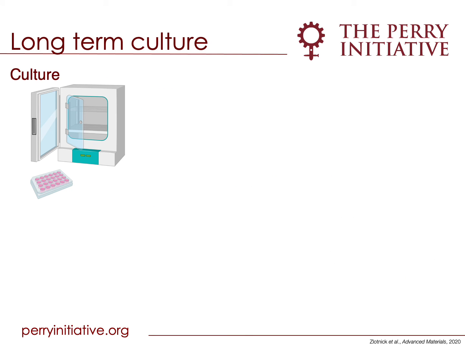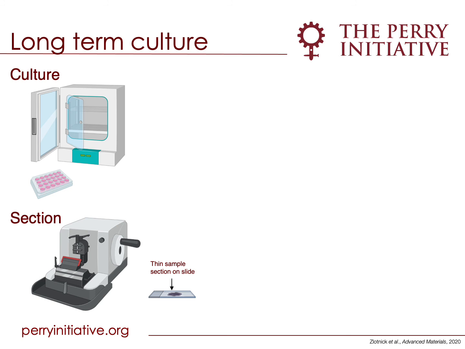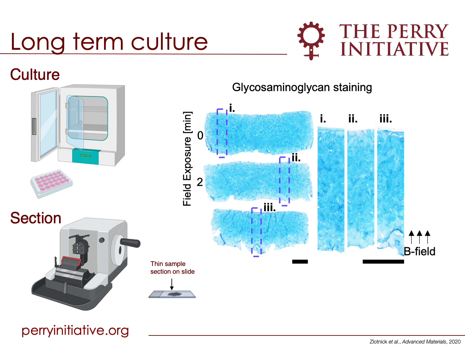The last aspect of our study was to culture our engineered cartilage tissues for up to 3 weeks in vitro. We then fixed these samples and sectioned them to create thin slices of our tissues that we could then stain for glycosaminoglycans. The staining here shows that with increasing exposure to the magnetic field in this 3 condition, there's less staining in the bottom of the constructs where there were less cells, as we would expect.